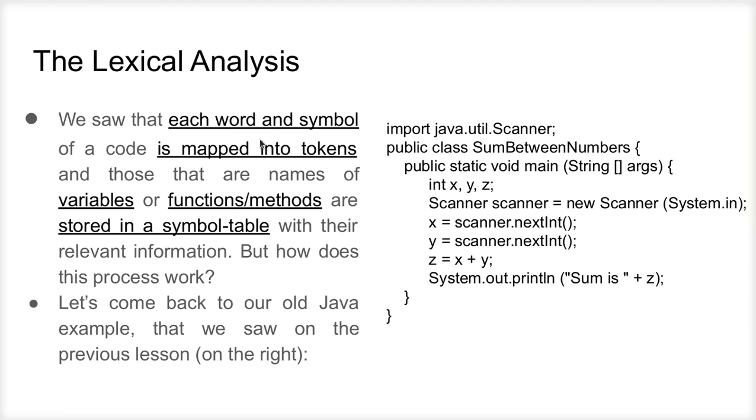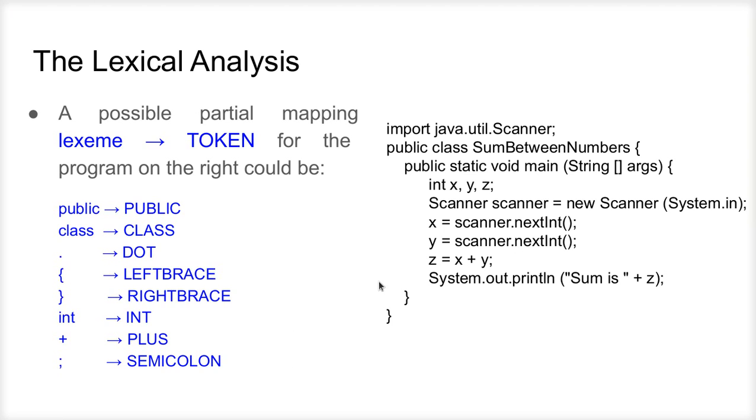We saw that each word and symbol of a code is mapped into tokens, and those that are names of variables or functions or methods are stored in a symbol table with their relevant information. But how does this process work? Let's come back to our old Java example that we saw in the previous lesson, on the right. This is an example that performs a sum between two numbers and then outputs the result.